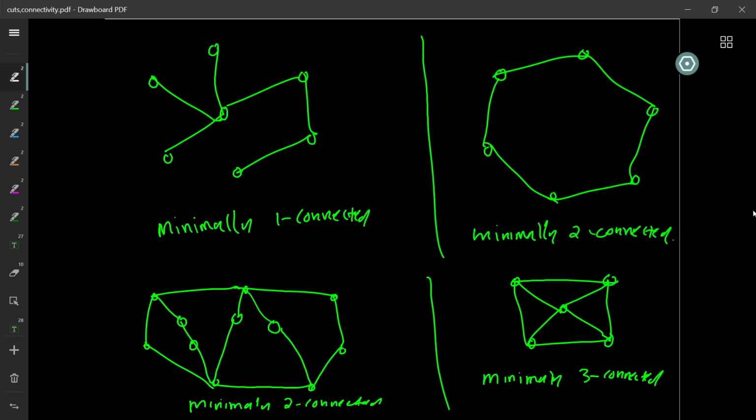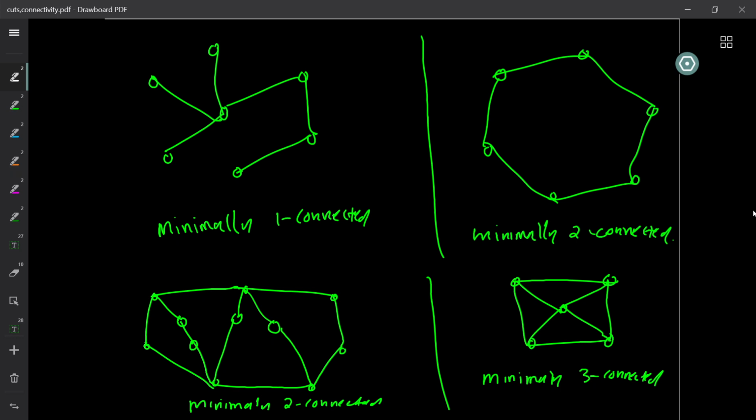So here are some examples of graphs with minimal connectivity. Here is a graph which is minimally one connected. You know that they are basically the trees. In fact, we asked it as a homework question to show that trees are essentially minimally one connected, that is, connected with a minimal number of edges. That is precisely the trees.